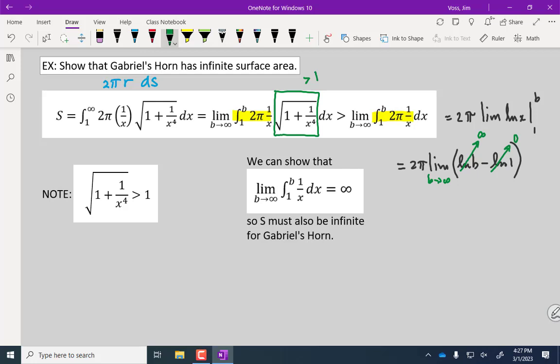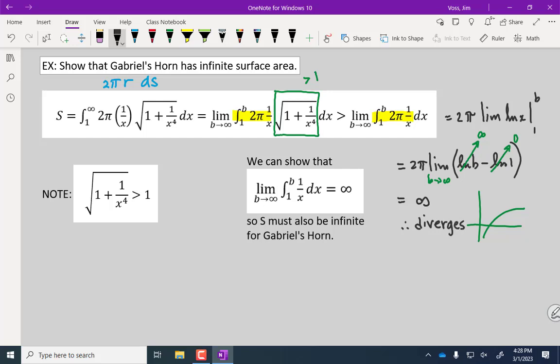Infinity. Right? The natural log function, again, we know it looks like this. So natural log is going to go to infinity. So that tells us that this is infinite. So therefore, we have divergent. This is an integral that diverges.